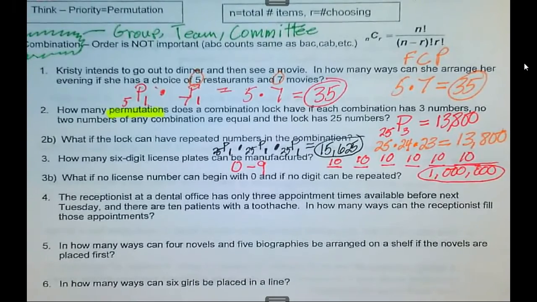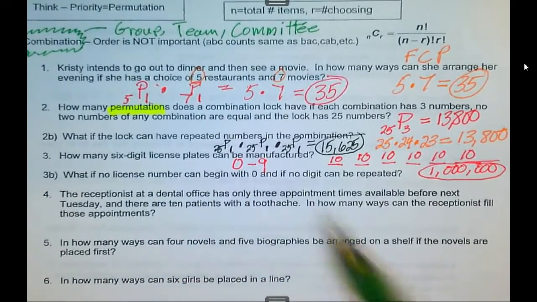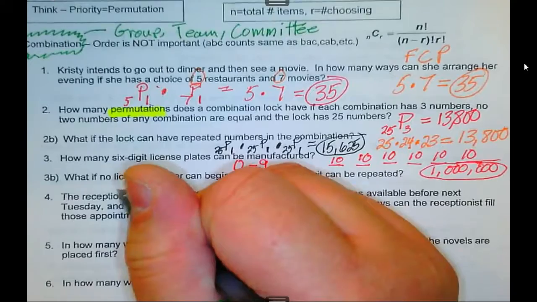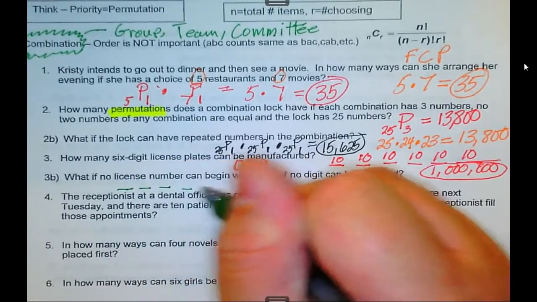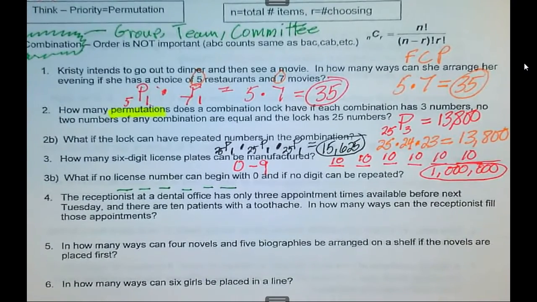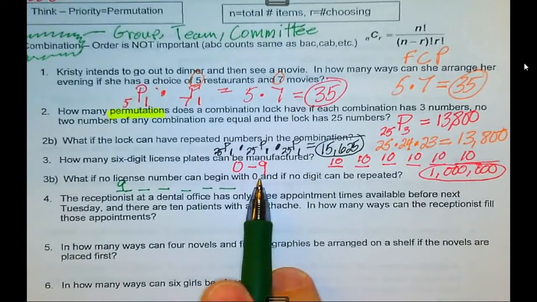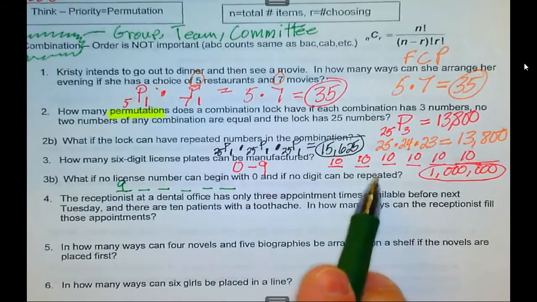Okay, number 3B. Okay, what if no license number can begin with 0? So I still have my 6 digits, right? 1, 2, 3, 4, 5, 6. So the first one, I can't use 0, so Clayton can't get a license plate. I can't use 0 for my first digit. So how many choices do I have for my first digit? 9, because I can't use 0 for my first digit. And then no digit can be repeated.